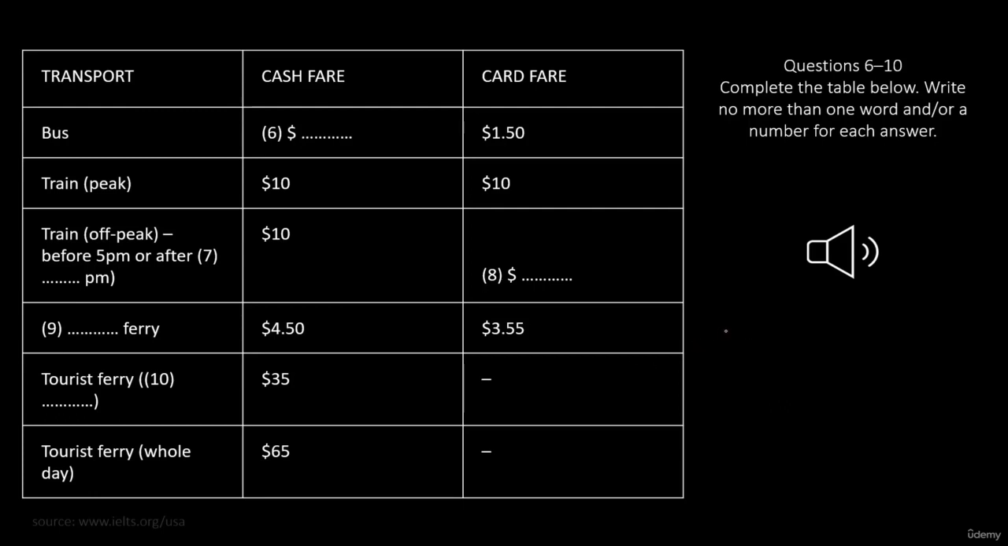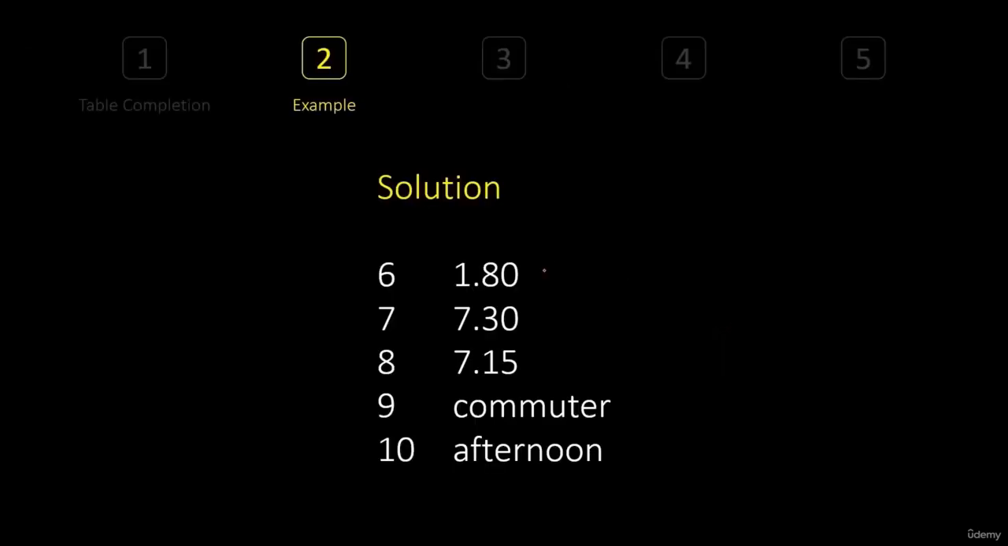Okay, so we are back. I hope you found all the answers, and let's see what the solution for this is. The solution is: number 6, 1.80; 7, 7.30; 8, 7.15; 9, commuter; and 10, afternoon.